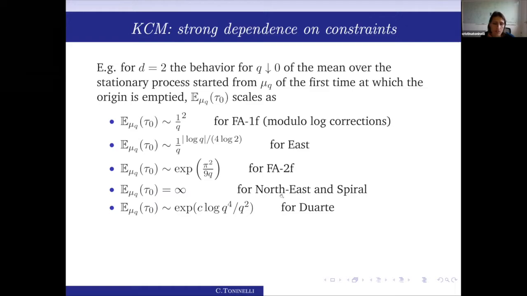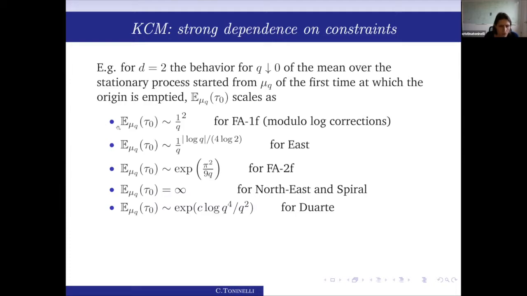And for the northeastern spiral model, when q goes to 0, the mean value of this infection time is infinite. So, we will see, this was just to motivate you. At the end of the week, I will certainly have had the time to discuss all this behavior, to explain to you the mechanism behind all these different scalings.